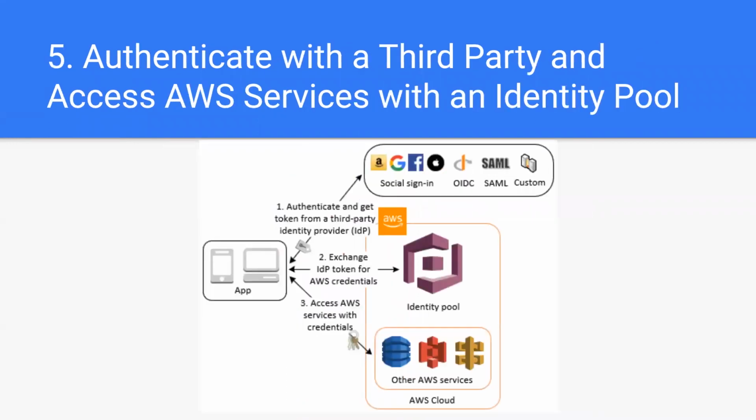The fifth is authenticating with a third party and accessing AWS services with an identity pool. You can enable your users access to AWS services through an identity pool. An identity pool requires an IDP token from a user that's authenticated by a third-party identity provider, or nothing if it's an anonymous guest. In exchange, the identity pool grants temporary AWS credentials that you can use to access other AWS services.